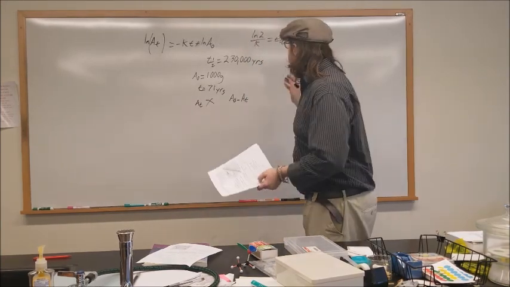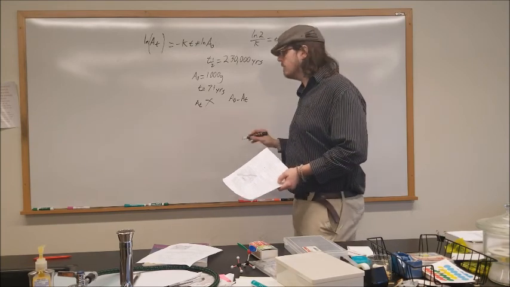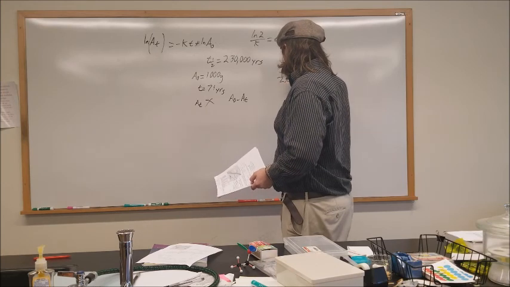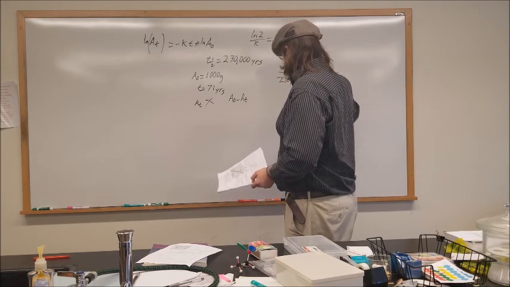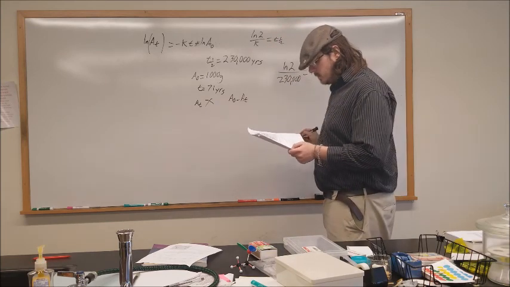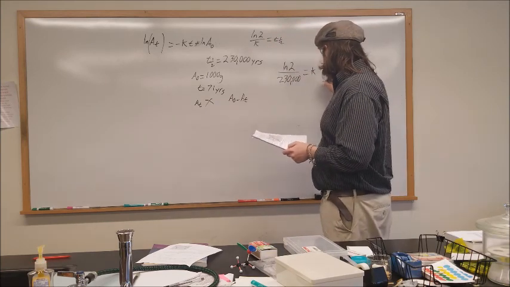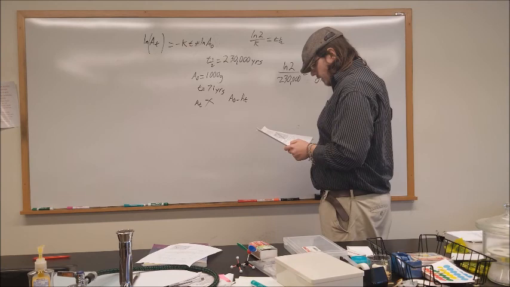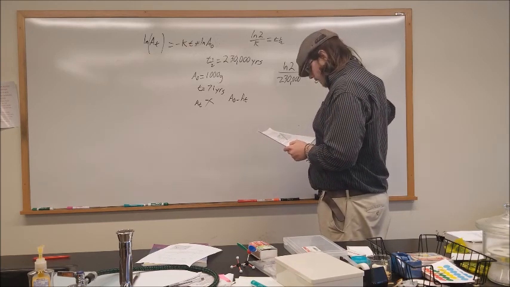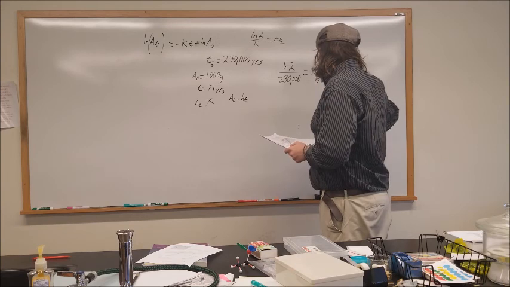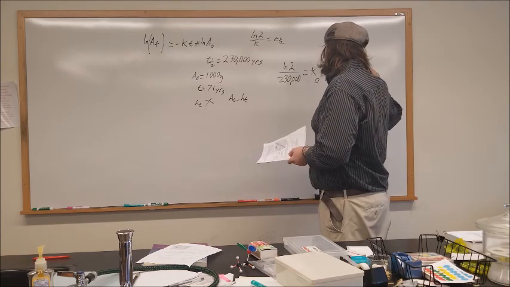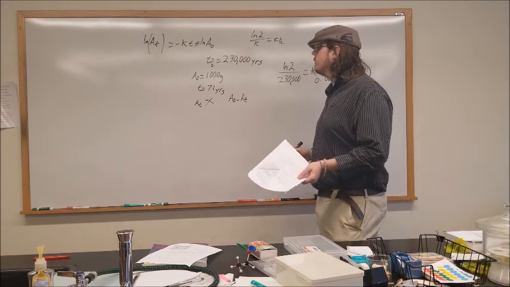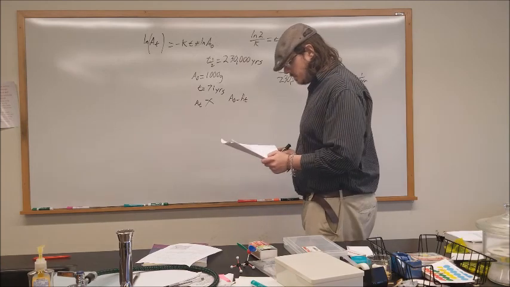Step 1, we have to find our K constant. So we're going to say ln2 over our half-life, 230,000, gives us our K, which is a really small number because, well, it's radioactive, and that means we're dealing with a really long time. It's a really slow reaction. There's our K. Now we have everything we need to start solving this.